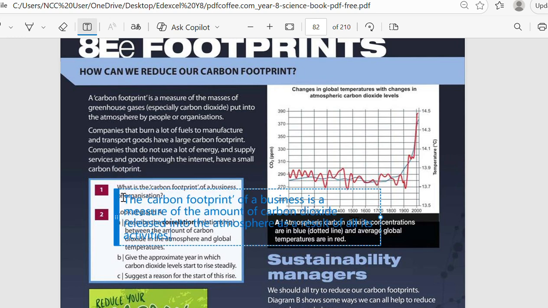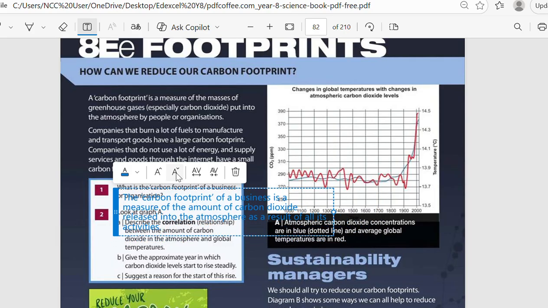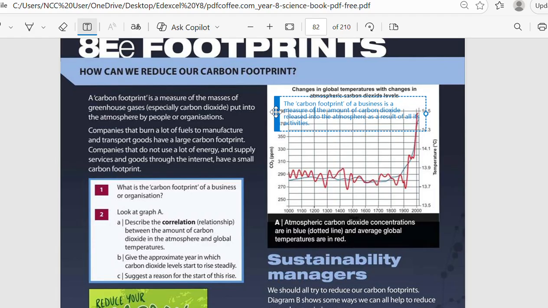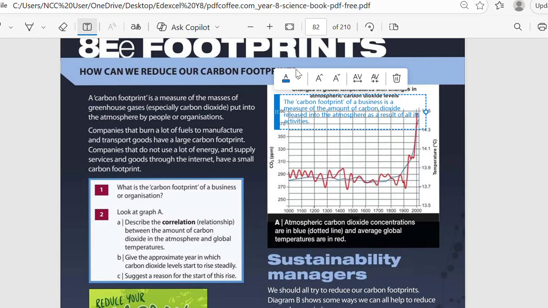So I'll give an answer here. I'm not sure whether you'll be able to read this one. Can you read it? The carbon footprint of a business is a measure of the amount of carbon dioxide released into the atmosphere as a result of all its activities. That's what you have to write here, right? They're asking about a business or organization, so you have to say about that. You have to mention it definitely. Is that clear? Yes. Right. Next one.